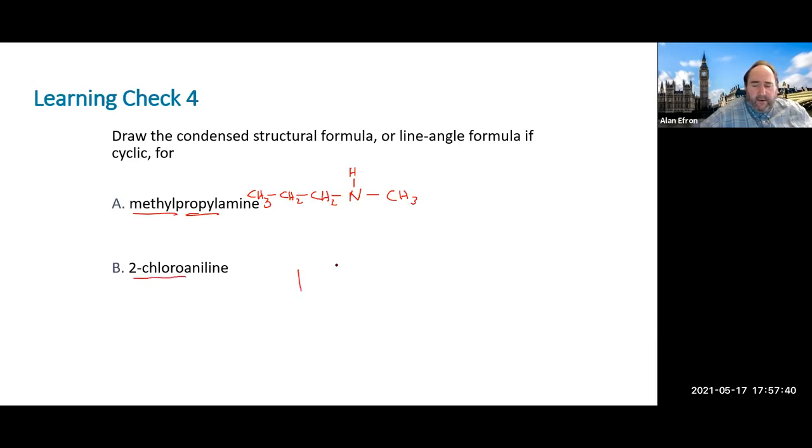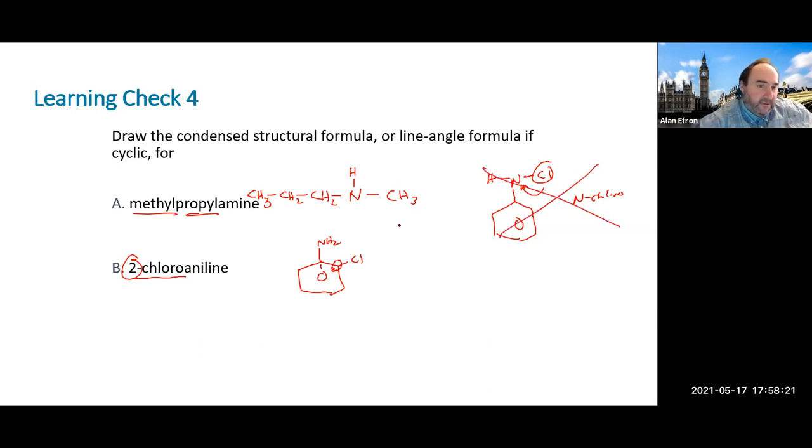2-chloroaniline, aniline being our NH2 guy, that is our benzene ring. This is 1 and 2, we would put a chlorine. And you may be asking, why is it not this? This is not this one because this chlorine is attached to the nitrogen here. And if it said N-chloro, then that would be the one. But here it actually has a number, which implies it's attached to a carbon that's part of the chain. So that's the difference where we saw those N's in play.